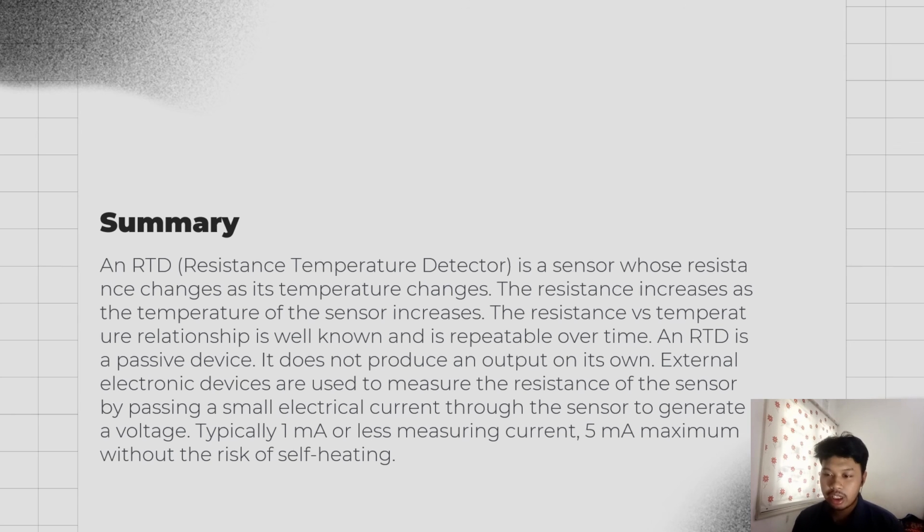External electronic devices are used to measure the resistance of the sensor by passing a small electrical current through the sensor to generate a voltage, typically 1 milliampere or less. A measuring current of 5 milliamperes is the maximum without a risk of self-heating.